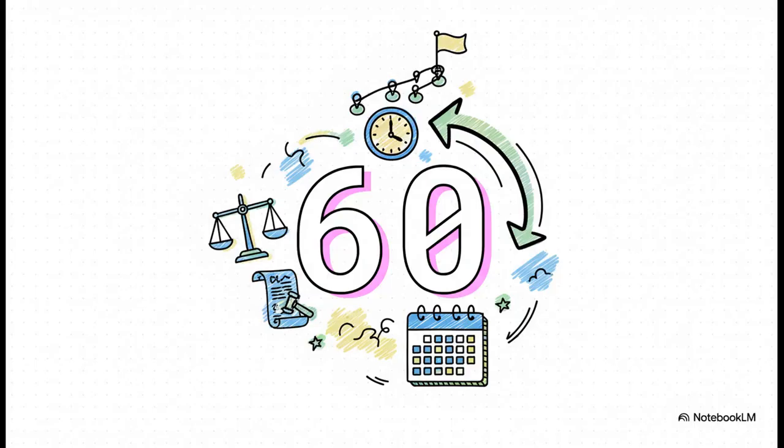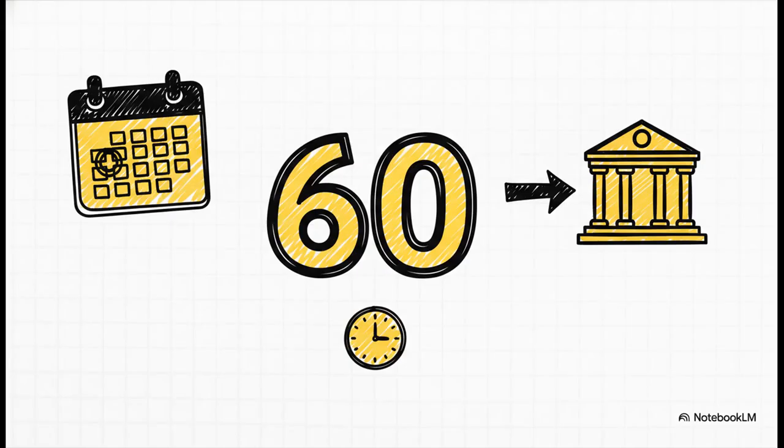Now, if you're thinking about going this route, there is one number you absolutely have to burn into your memory. 60. That's right. Under Section 29 of the Act, you get exactly 60 days from the moment you receive the board's order to get your appeal filed. And trust me, this is a very strict and really crucial deadline.